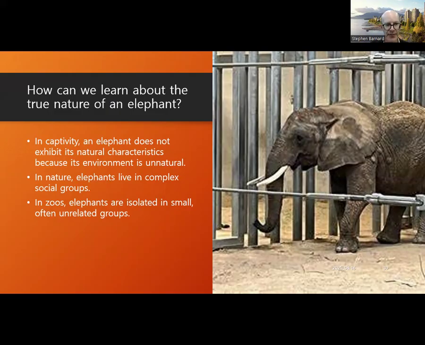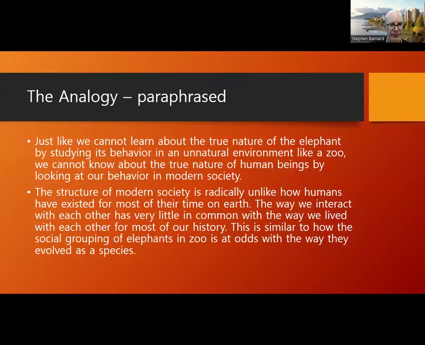In nature, elephants are very socially complex. They live in groups. They have very complex relationships, and there's been a lot of interesting study done on the social lives of elephants. However, in zoos, elephants are isolated in small, often unrelated groups, and this is a very unnatural environment for the elephant. Now, how is this relevantly similar to humans and how we can try to find the true nature of human beings? Well, let's take a look at his analogy and rephrase it.